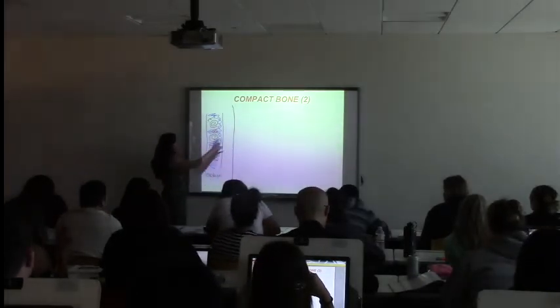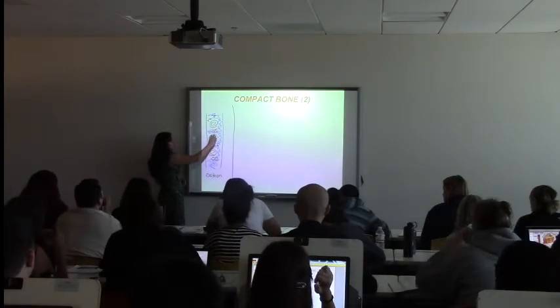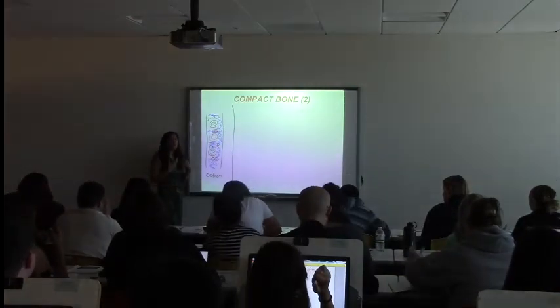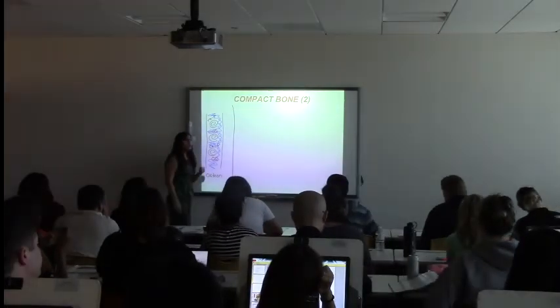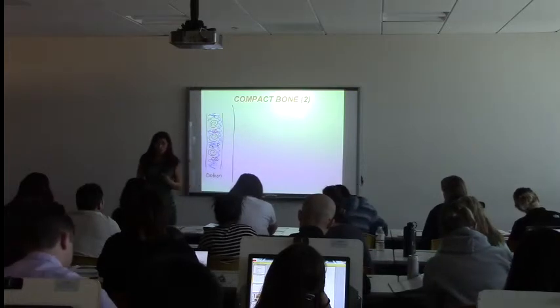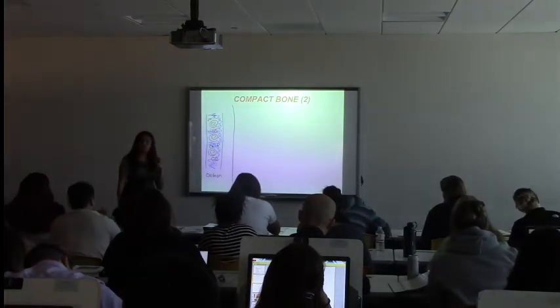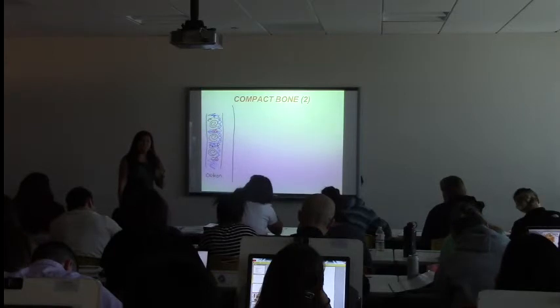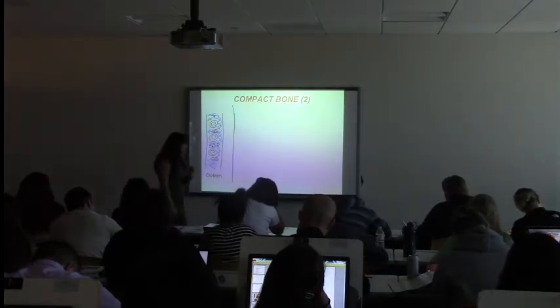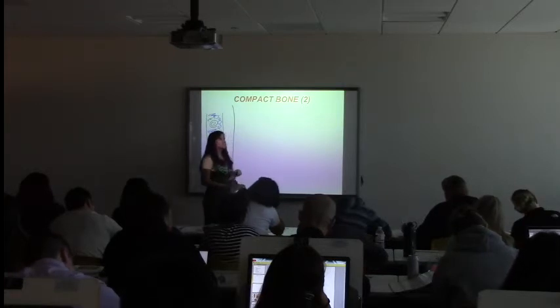Now, the next portion, what we're going to do is actually look at what is osteon. What is the osteon made up of? Osteon is a cylindrical structure in which osteocytes are arranged in rings.